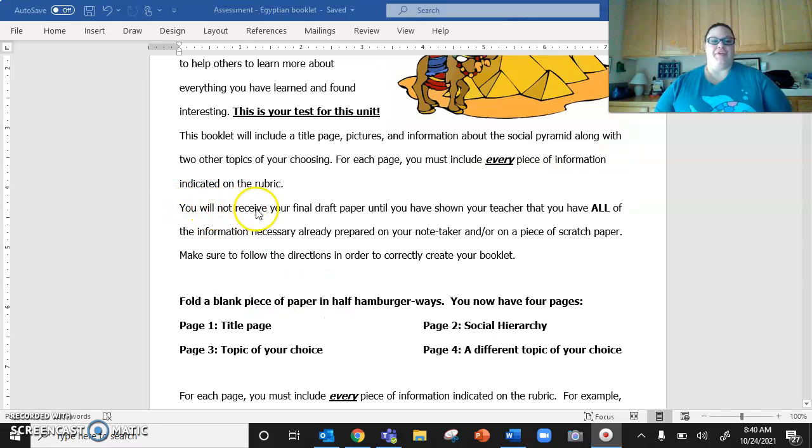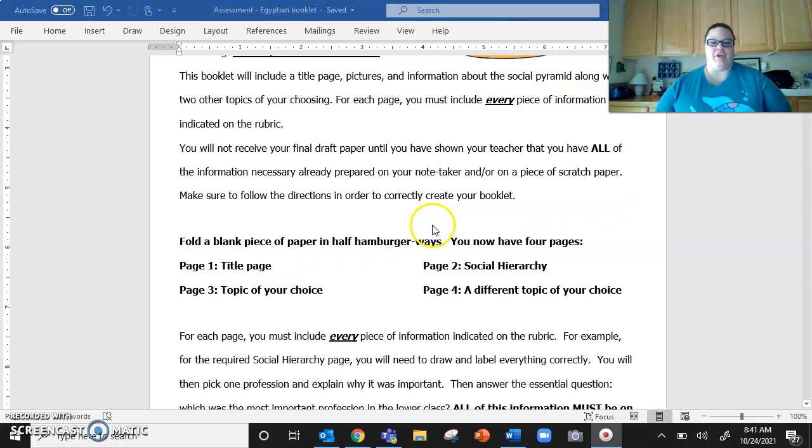You will not receive your final draft paper until you have shown your teacher that all of the information necessary is already prepared on your note taker and or on a piece of scratch paper. Make sure to follow the directions in order to create your booklet.